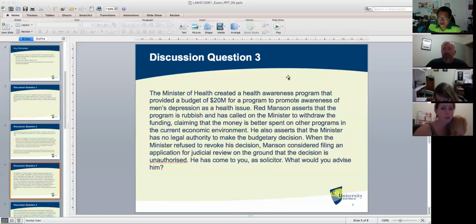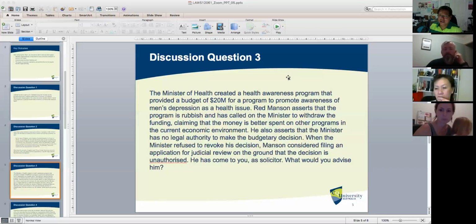Okay. I was just going to repeat what you just said. But I wanted to talk about the decision being unauthorized. It says there, Manson considered an application on the ground that the decision is unauthorized. So my question was, is there a need for a specific statutory authority for the Minister of Health to be making this type of decision? Is there a requirement? No. Who said no? So can somebody elaborate on that point?